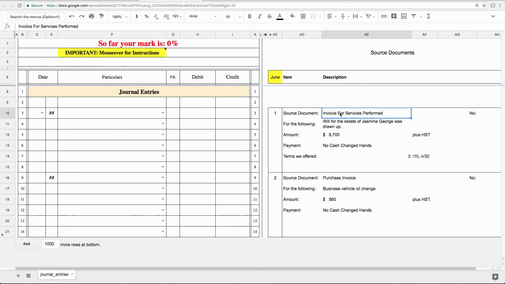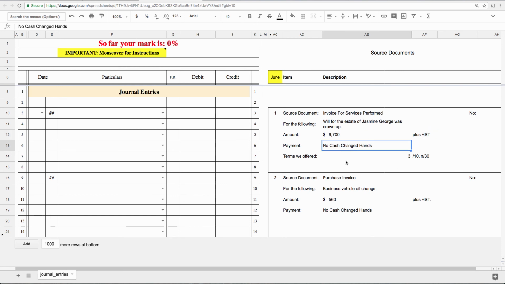Okay, so we got two. On June 1st, we got a source document. It is an invoice for services performed. That means it's a sales invoice. So we're a law firm or some kind of firm. We performed a service for a client. It's clear we're a law firm, so a will was drawn up for the estate of this person. So the amount charged, the revenue for the firm, was $9,700. We need to add HST under that.